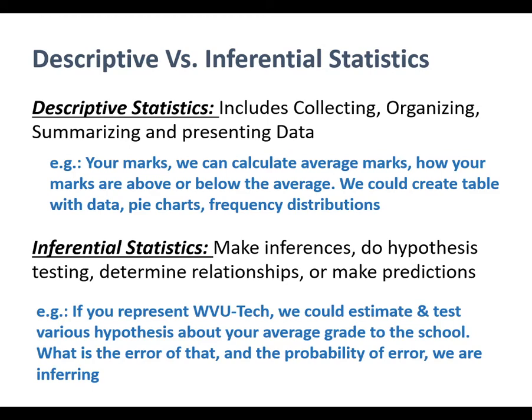What is the error of that, and the probability of error if we are inferring? Also, when we get back to traffic engineering, let's imagine that we want to build a bridge, or put up a traffic signal, and we want to figure out if it is good or bad. So we make some kind of hypothesis and we test it. This is called inferential statistics.